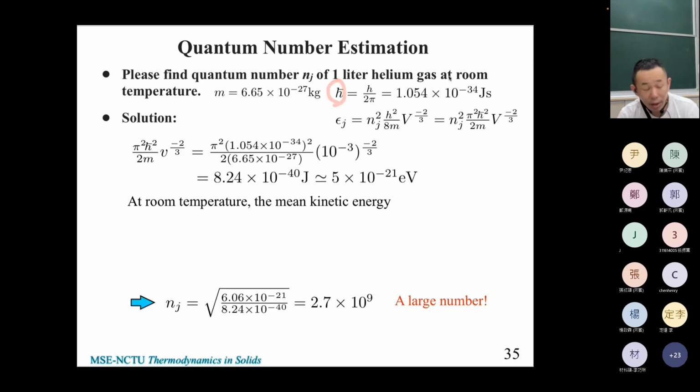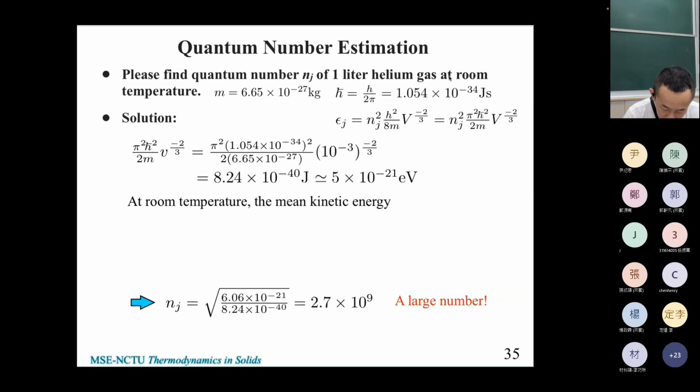Then h bar. Okay, h bar is another symbol, but actually it is h divided by 2 pi. So basically, they have the same meaning, just different values, but they are exactly the same. Okay, so just take a look. h bar equals this one, and your epsilon j. Yeah, this is really ugly. You can see h square becomes h bar square with pi square. So basically we just interchange the symbol. Not a big deal. Okay, so let's estimate what the quantum number is.